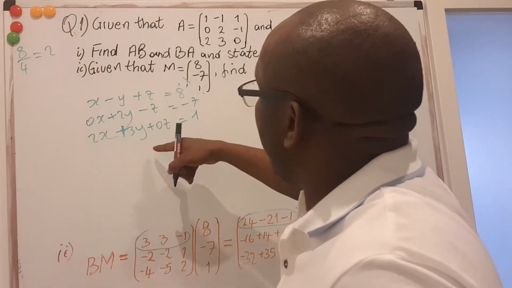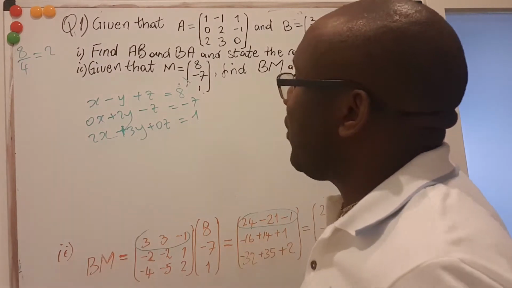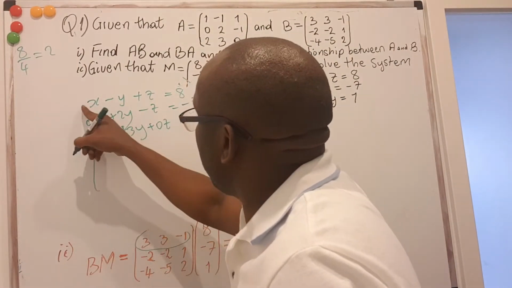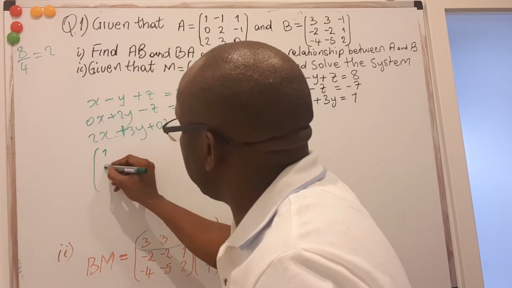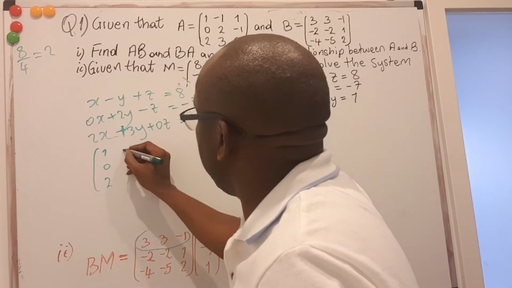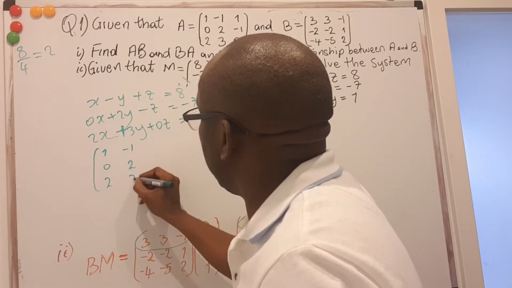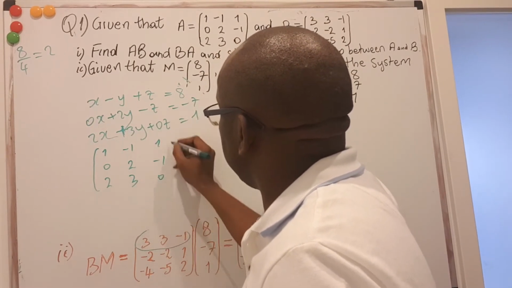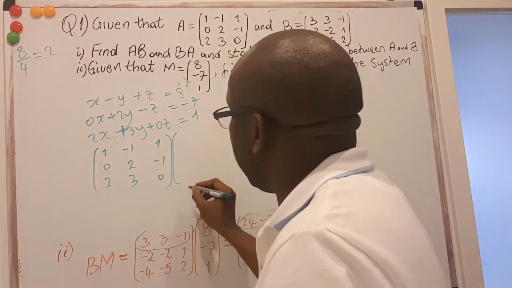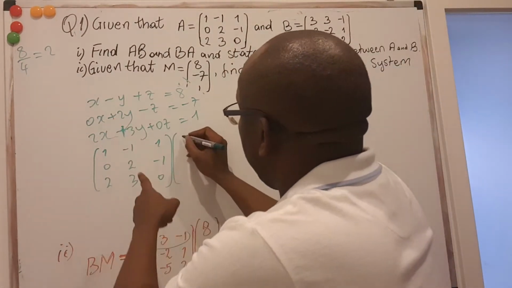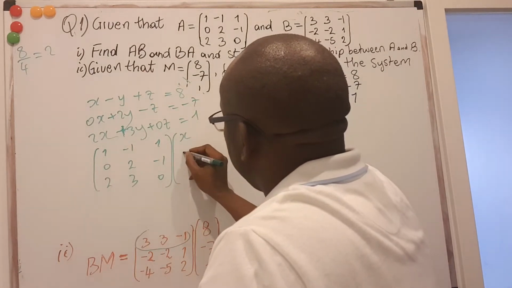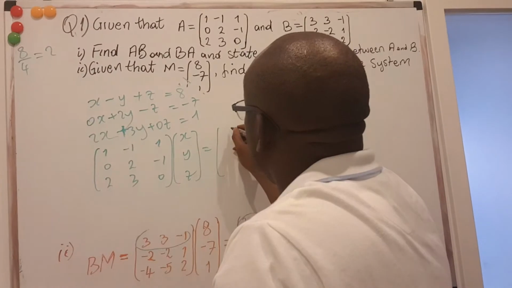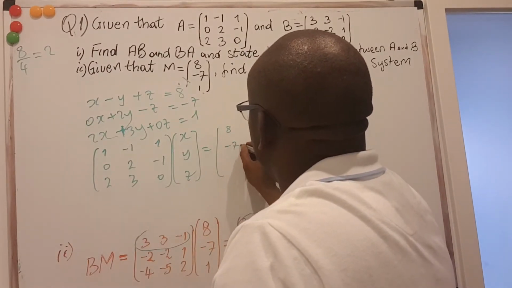This is now well arranged, but we have to let it be in matrix form. What we do is we pick out the coefficients and form a matrix out of them. So the coefficients here, we have 1, 0, 2. Here is minus 1, 2, 3. Here is 1, minus 1, 0. In order that the system remains valid, we also create a column matrix here so that when we open it, we're going to get exactly the same relationship as the original system of equations.